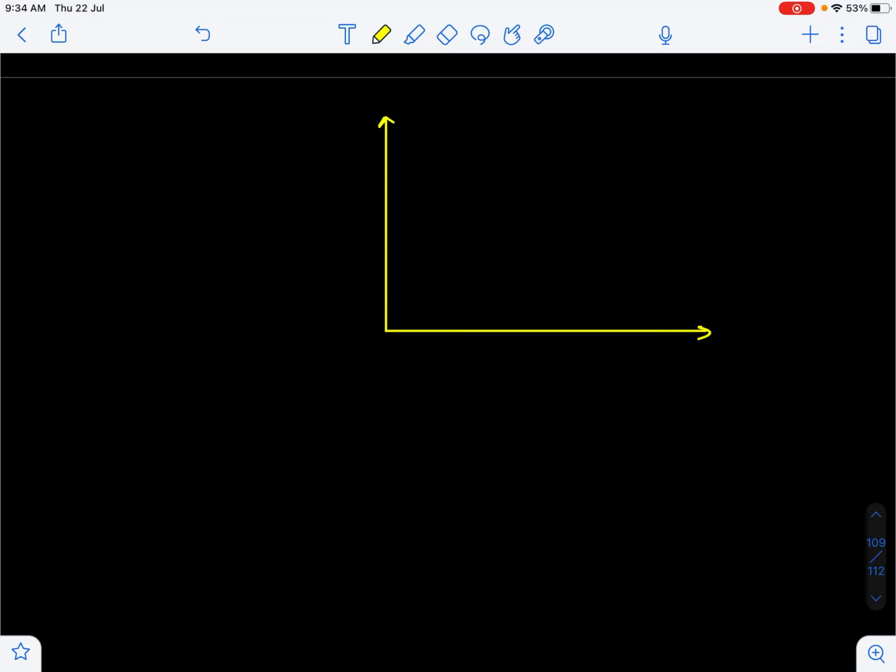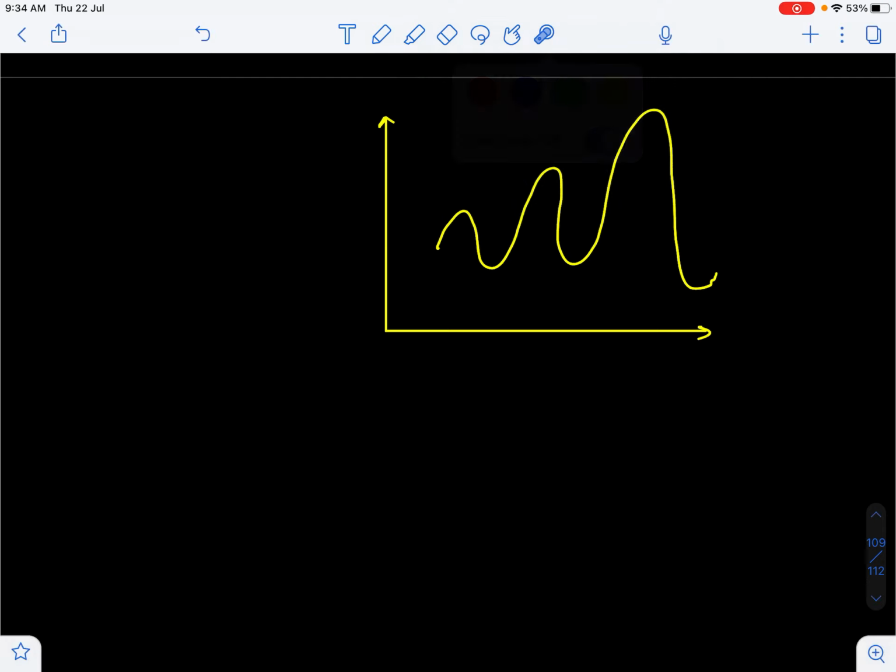First of all, I would like to tell you what this maxima minima is, or how we will interpret the maximum and minimum. Suppose we have taken this interval. In this interval, this point is maximum and this point is minimum. If I'm talking about this interval, this point is maximum, this point is minimum. If I'm talking about this interval, this point is minimum, this point is maximum.